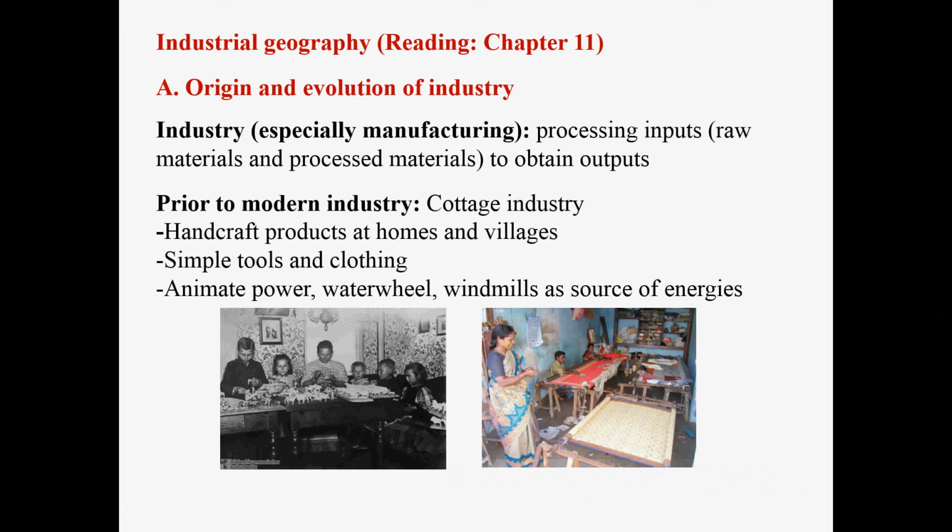We normally define industry, specifically manufacturing, as processing inputs, and input could be raw materials such as agricultural products, such as minerals and the raw materials from earth. Also, the input includes process material.